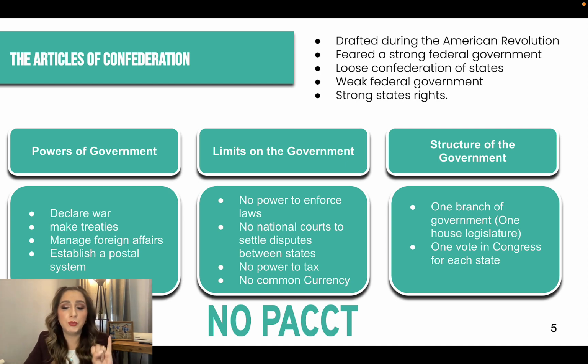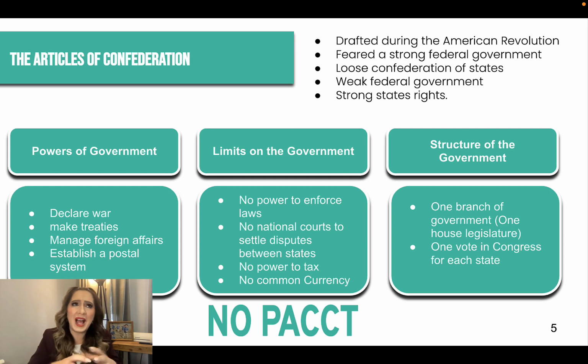And finally, no P, no A, no C, C, T. The T stands for taxes. The federal government could not tax the states. The states could tax their people, but not the federal government. Why is this a problem? Well, remember, war is expensive and it increases the national debt. We just finished fighting the American Revolution. We are in debt. We owe money to foreign countries like Spain and France. Are we going to ever be able to collect monies from our nation? No, because we have no P, no A, no C, C, T. The ability to levy taxes.